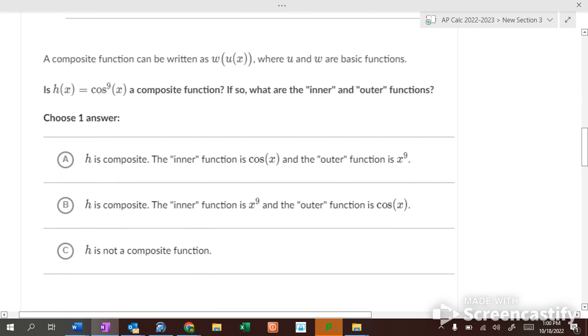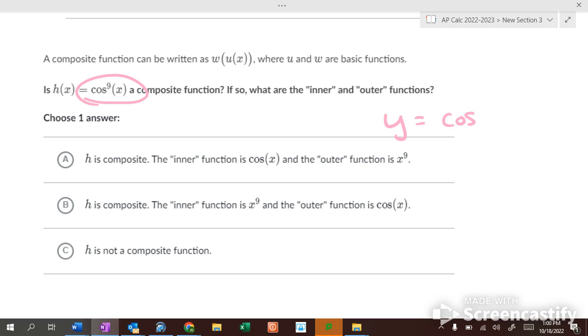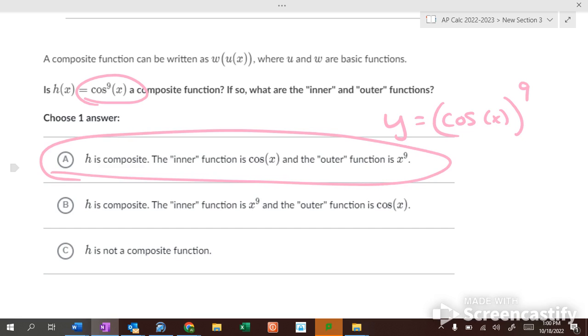What's the inner and outer function of cosine to the 9th power of x? Well, to be cosine to the 9th power of x, y would equal the cosine of x to the 9th power. Okay? See the difference with that one. Okay? Because understand, the cosine to the 9th of x is really the cosine of x to the 9th power. Now what's the inner function? Cosine of x, and outer is x to the 9th.